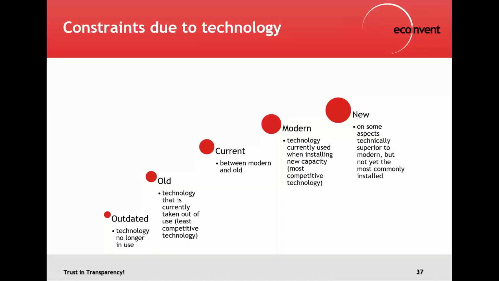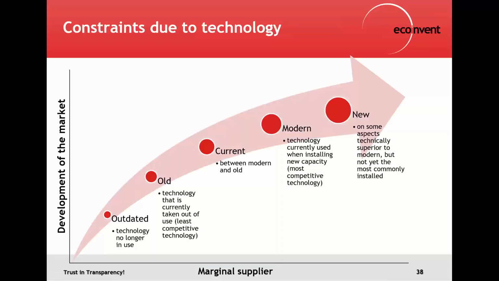And those are the levels here: new, modern as the most competitive technology, current, which is in between, and old as the least competitive technology. So if we look at how the technologies are used to set the marginal supplier, technologies like modern or new will be identified as unconstrained in growing markets, and then will be chosen as the marginal suppliers. So that's how the technology tag affects how a supplier is considered marginal or not.